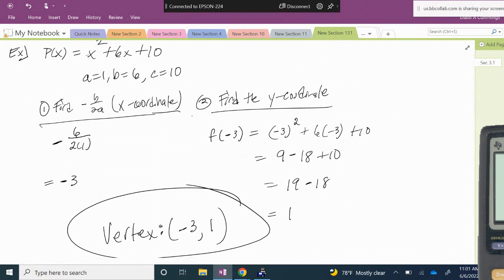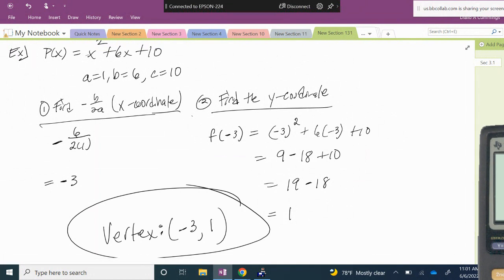We're actually going to see the vertex in a second. We're going to calculate this three ways. This is the first way, a mathematical way to do it, but nonetheless, we can find the vertex: negative 3, comma 1.